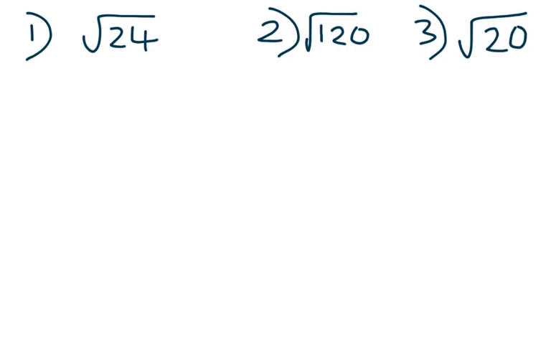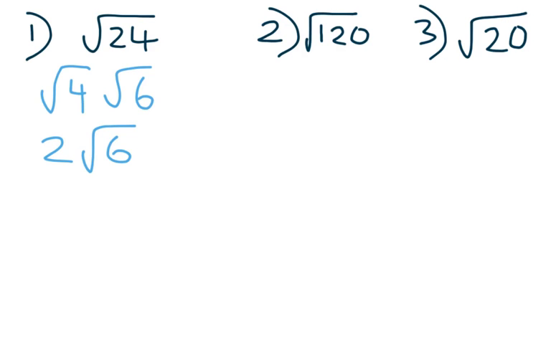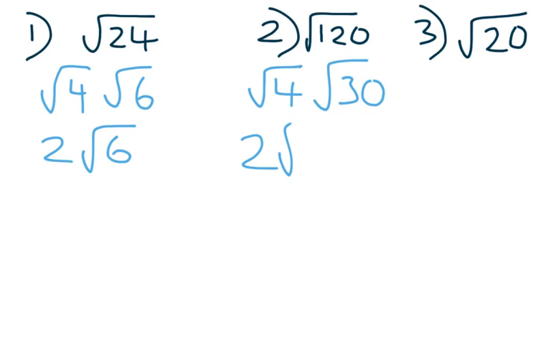Okay, let's see what answers we have. So root 24, what two numbers multiply together to give 24, and hoping one is a square number. So we should have noticed that it was root 4 times root 6, and root 4 will give me 2. So the answer is 2 root 6. For 120, we should have noticed the largest square number that will divide into 120 is 4. So root 4 times root 30. And I can't break root 30 down. So this is going to be 2 root 30. That's as far as we can go with that one.